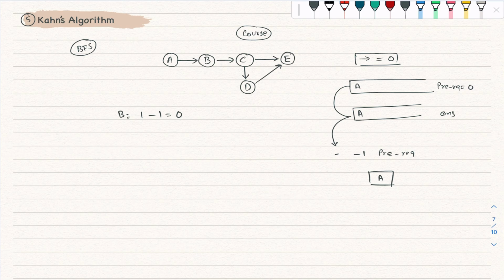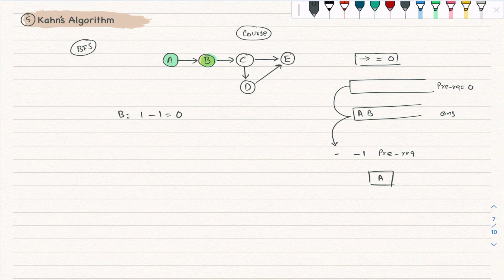So we have studied A for sure, and we can remove it from here. Now this is done. Now we are going to pick B and say B is ready to start studying. So we will pick B, and once we have studied that, we will put it here in the answer, and we can remove it from the queue.